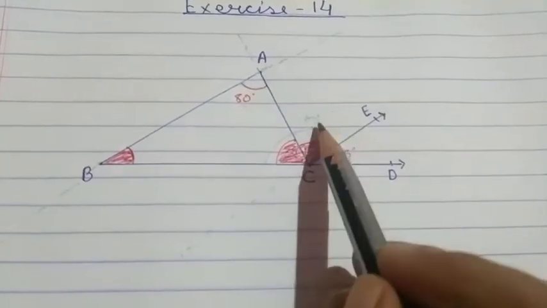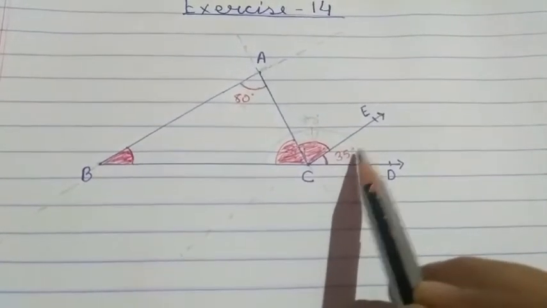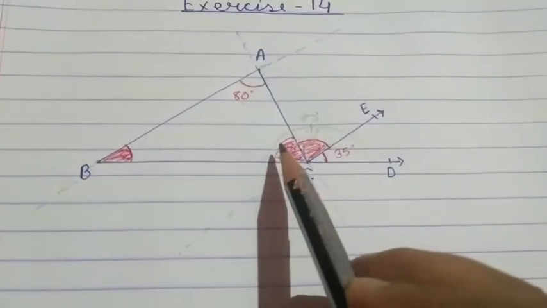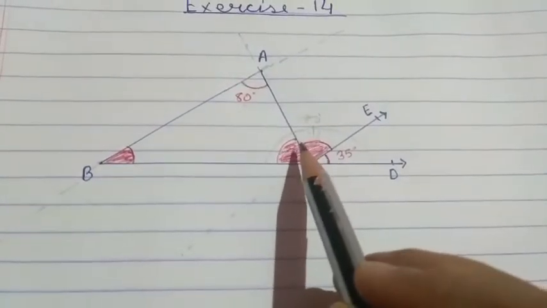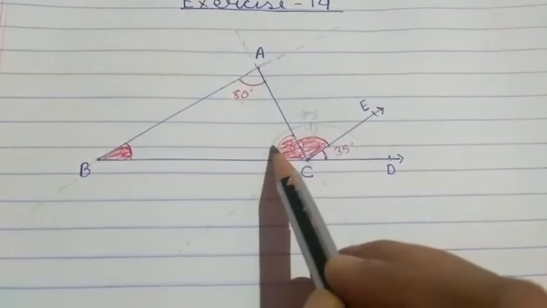Simply, you have to add both angles and subtract the total from 180. When you subtract it, then you can find this angle.